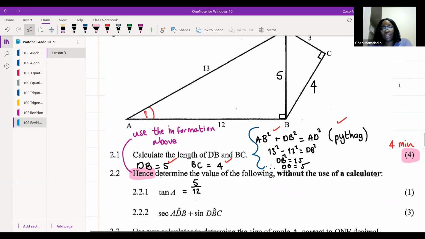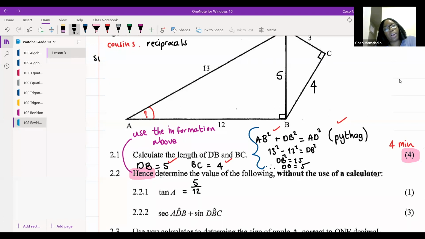Okay. The next one says the sec of ADB. Now, as soon as we see sec, we know that we need to revisit our cousins. And Api was like, oh, what is sec? Oh no. Okay. Don't panic. It's fine. The cousins are our reciprocals. They are the reciprocals of sine, cos, and tan.